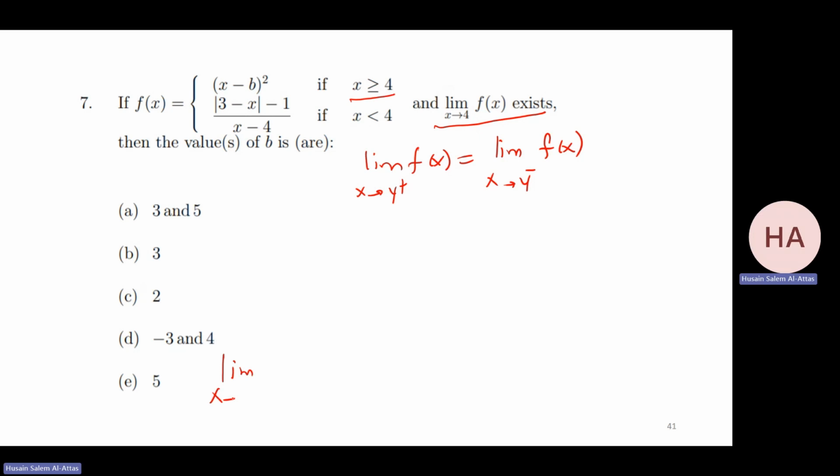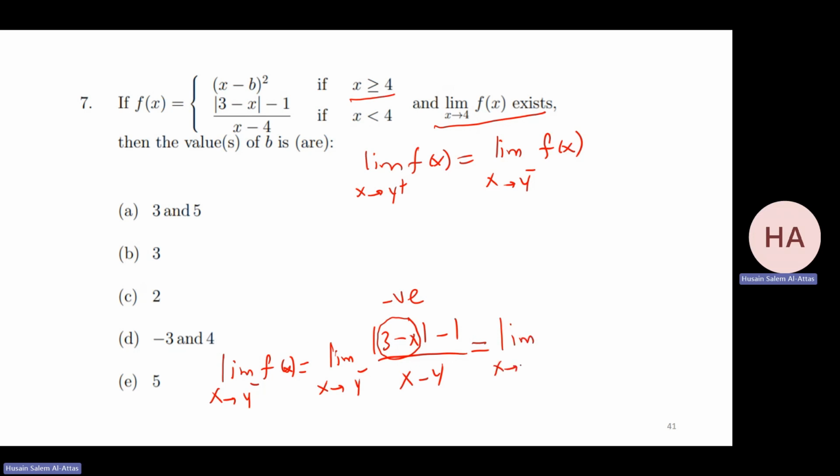Limit as x goes to 4 from the left. Since it needs some calculation, it will be limit x goes to 4 from the left of (3 minus |x minus 1|) over (x minus 4). Notice when I say x goes to 4 from the left, this value is negative, x minus 4, say 3.99 minus 4 is a negative value. So as we said, usually with the absolute value, first we get rid of the absolute value. So that means it's (x minus 3 minus 1) over (x minus 4). This is x minus 4, so the answer is 1.